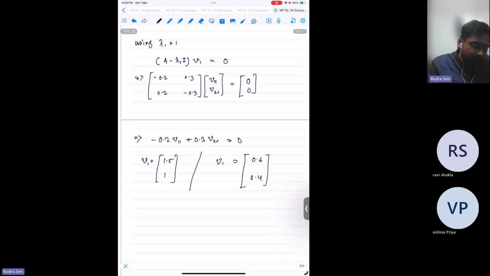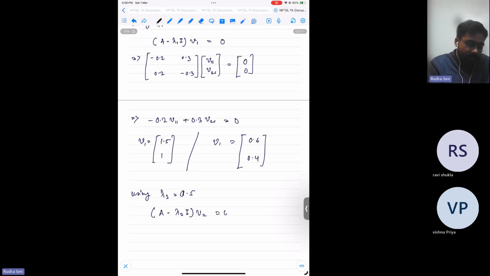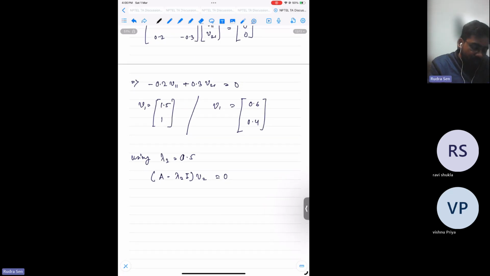So now using lambda 2 equals 0.5, right? So it's A minus lambda 2 I times V2 equals 0. Okay, so now lambda 2 I is 0.5, and A minus lambda 2 I gives 0.3, 0.3, 0.2, and 0.2, right?